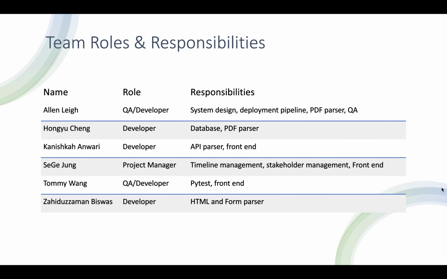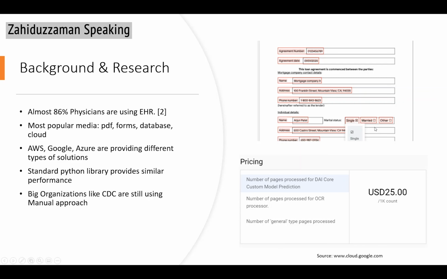According to healthit.gov, in recent years, almost 86% of physicians have adopted electronic health records to collect, store, and transfer patient data. The most commonly used media for electronic health records are PDF files, digital forms, remote databases, and cloud platforms, which is why tech giants like Microsoft, Amazon, and Google have come forward to develop a viable and interoperable solution.